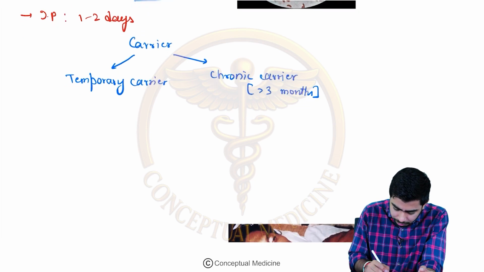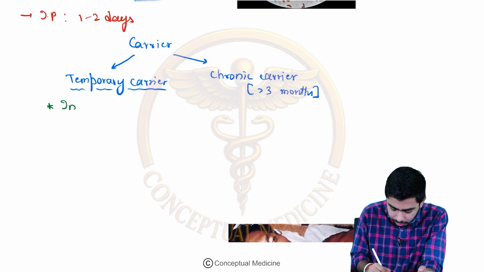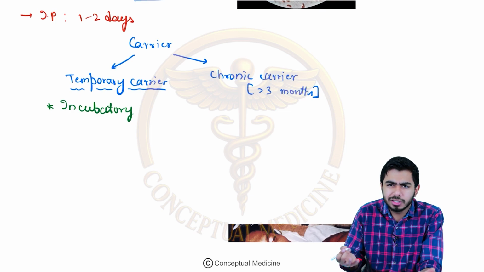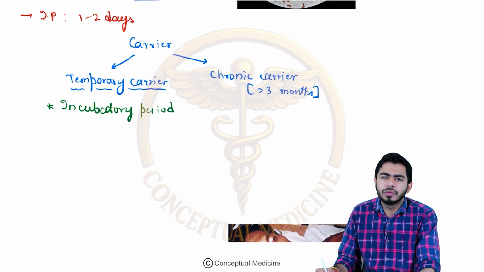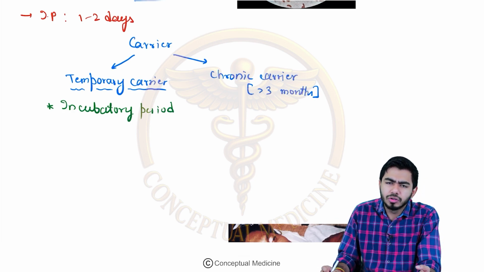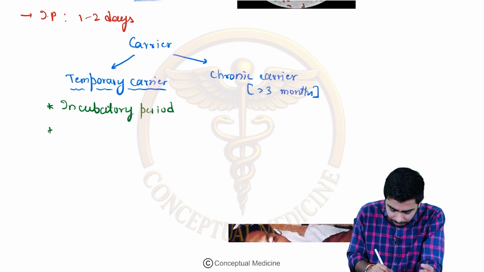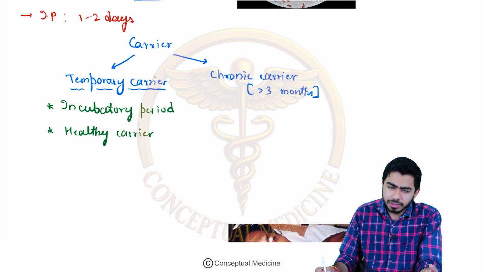As far as the temporary carrier is concerned, we have some types. For example, we have the incubatory carrier. Incubatory carrier means that within the period of 1 to 2 days, which is the incubation period, if they are shedding Vibrio cholerae in the community, they are considered incubatory carriers. Then we might have the healthy carriers. They seem to be healthy, but they might spread the disease.